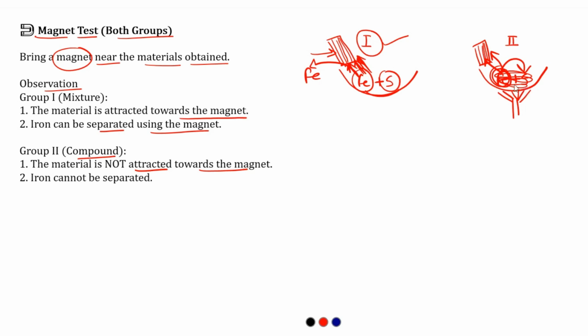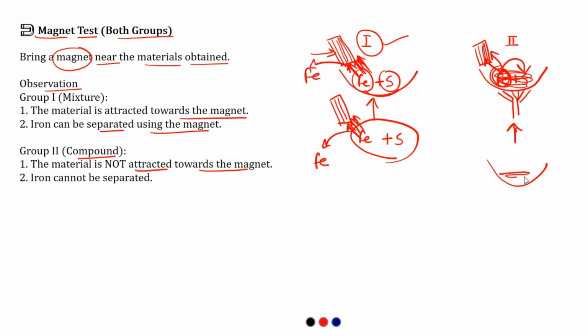I hope you are understanding. So let me explain it once again. In the first group, iron filings and sulfur powder are just mixed. When we bring a magnet near this mixture, only iron will get attracted and we can separate iron. But in the second group, when iron and sulfur powder is mixed and heated, a different compound has been formed. So in this compound, when we bring a magnet near, iron cannot get attracted. So we cannot separate iron. Remember, here we cannot separate.